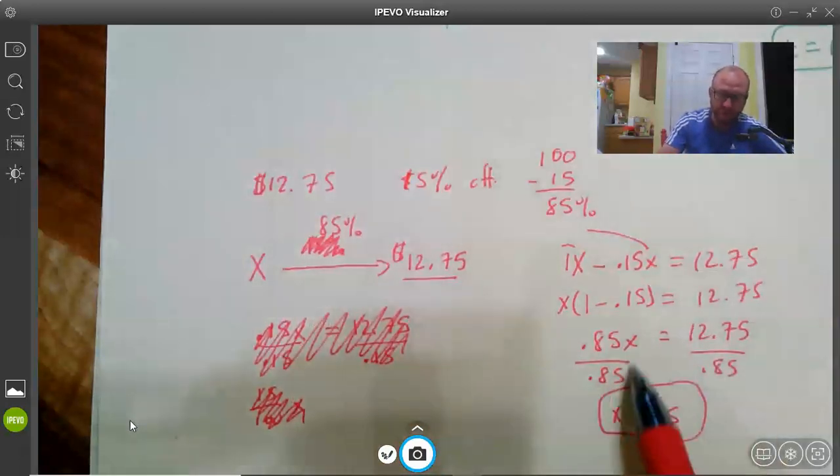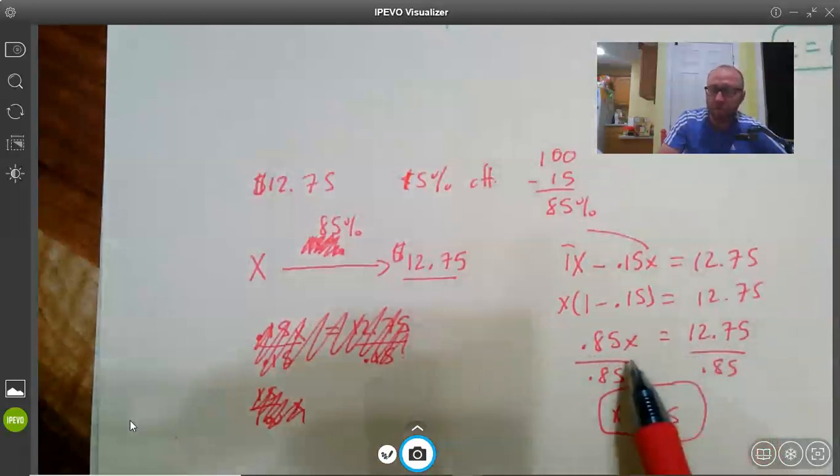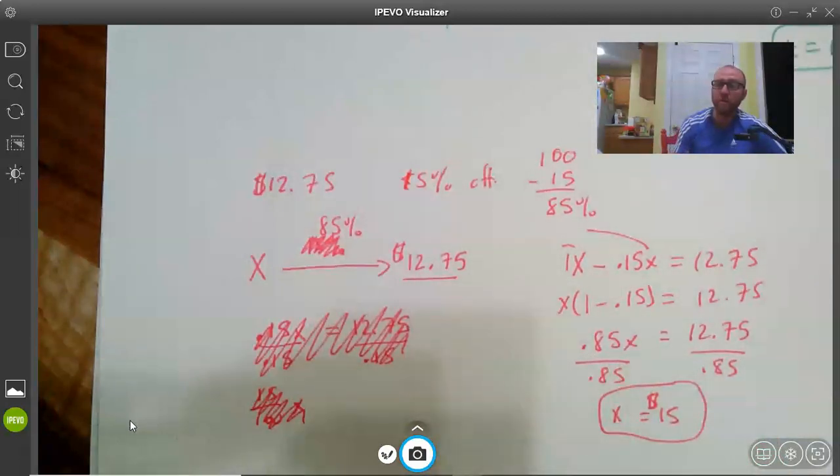So then we set up an equation that says 0.85x equals 12.75, and to solve that equation, we have to divide by 0.85 on each side. And that is working backwards with percentages.